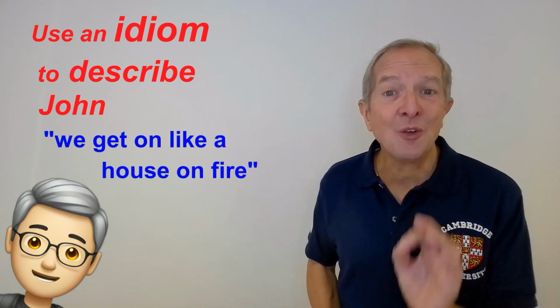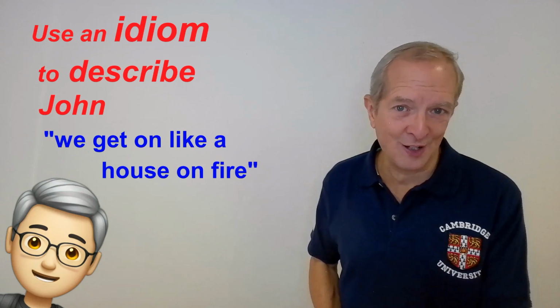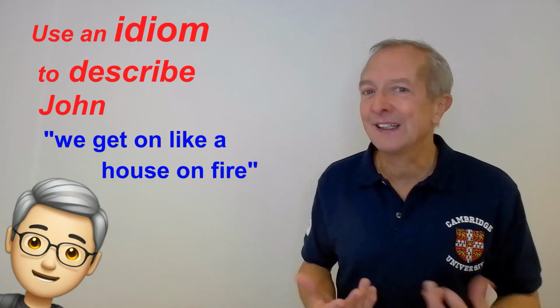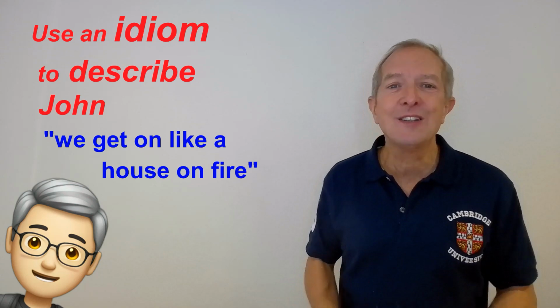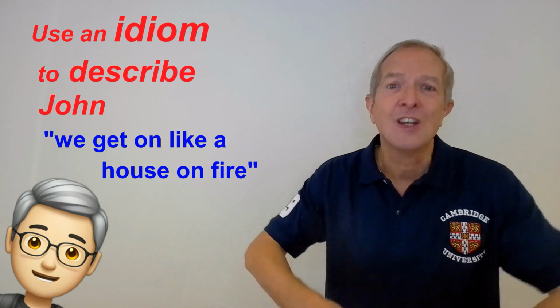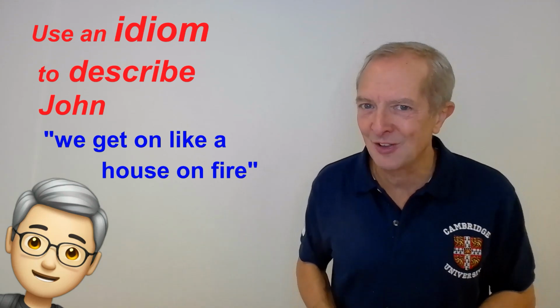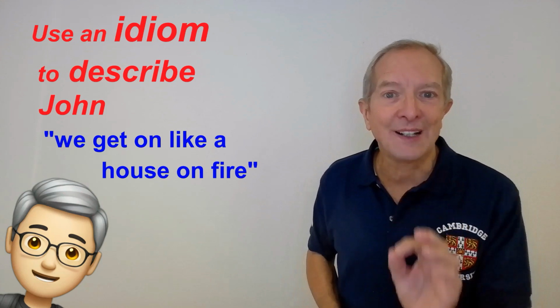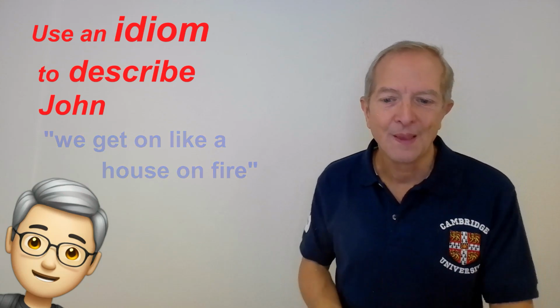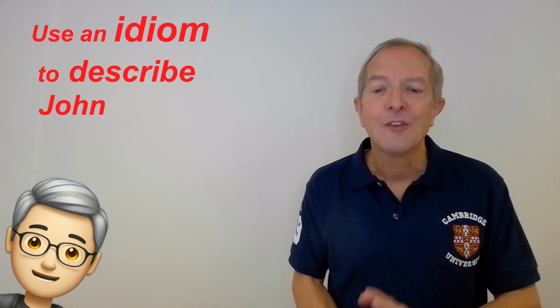Okay? You could say that you get on like a house on fire. To get on like a house on fire means that you are the best of friends. You really enjoy being together. You get on like a house on fire. Or maybe you can say that you go back a long way. John and I, we go back a long way, meaning that you've known him for a long time.